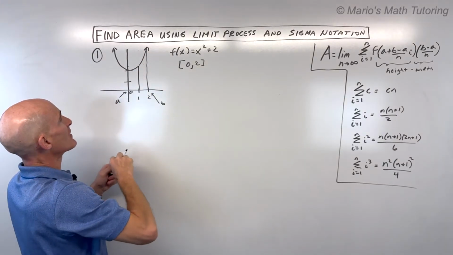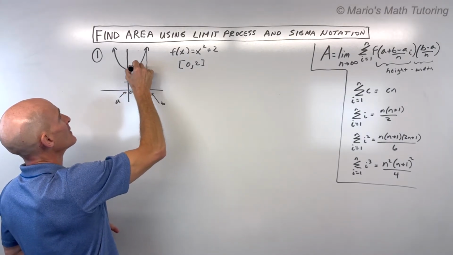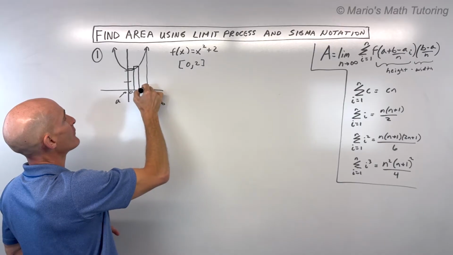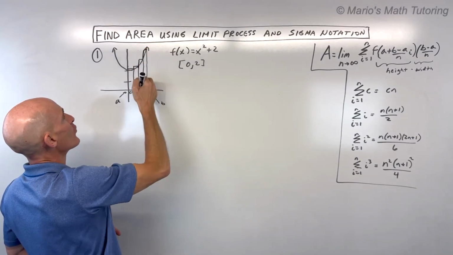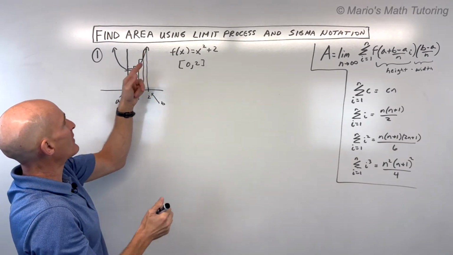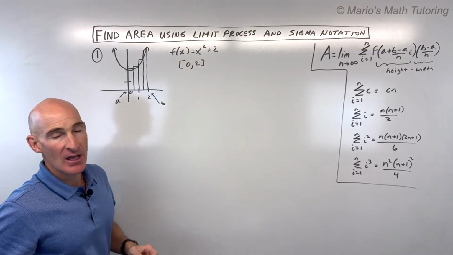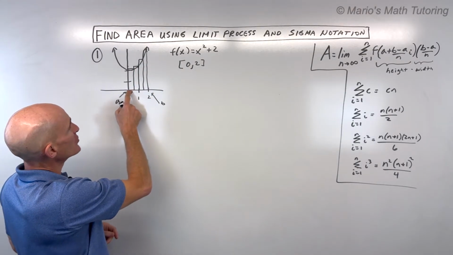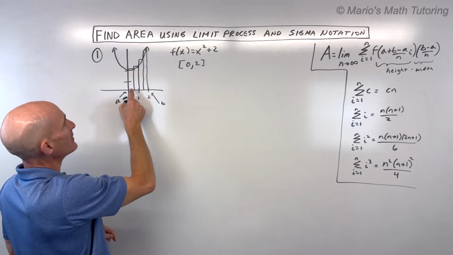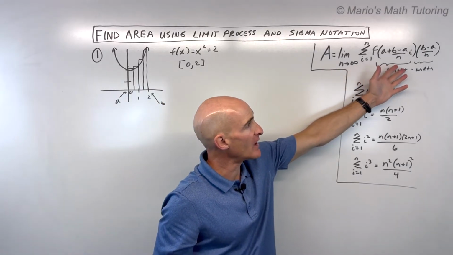For example, if I was to go here and then here, I'm making the rectangles a half of a unit wide. And notice that I'm using the right side of the rectangle to find the height. So I go to the right side of the rectangle, I go up to the curve, and that's how I'm making that rectangle. But when you find the area of a rectangle, you're taking the width times the height, which brings us to this formula right here.